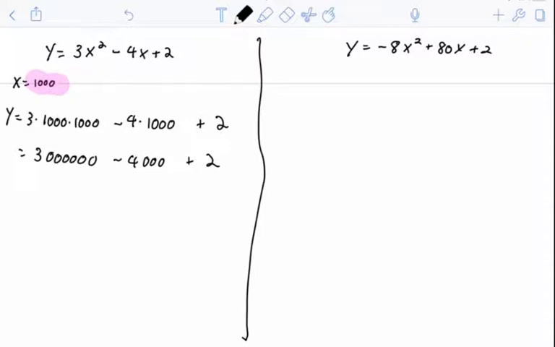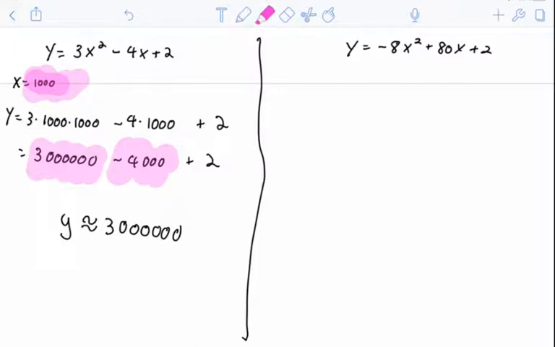So you see, when x is a really, really big number, you're going to get a number 3 million. 3 million is way bigger than 4,000, right? It's so much bigger that the answer is approximately 3 million. When x gets really, really big, the size of the first term overshadows the size of the second and third term. And so the value of y is going to depend most on what the first term is doing than what the second or third term is doing.